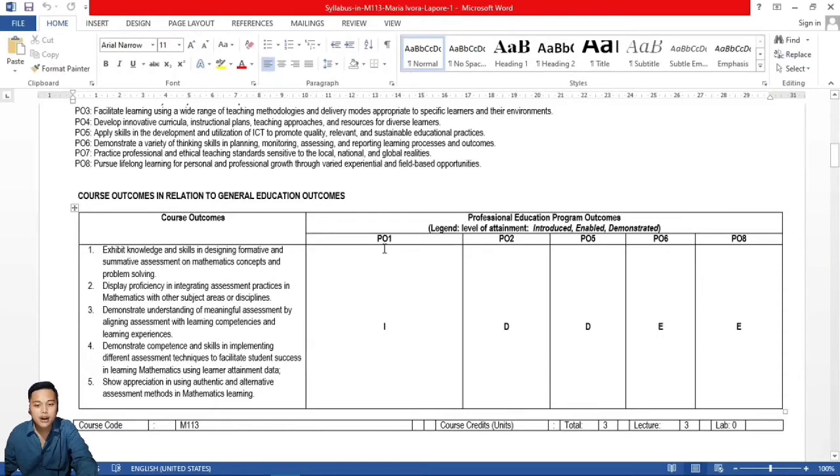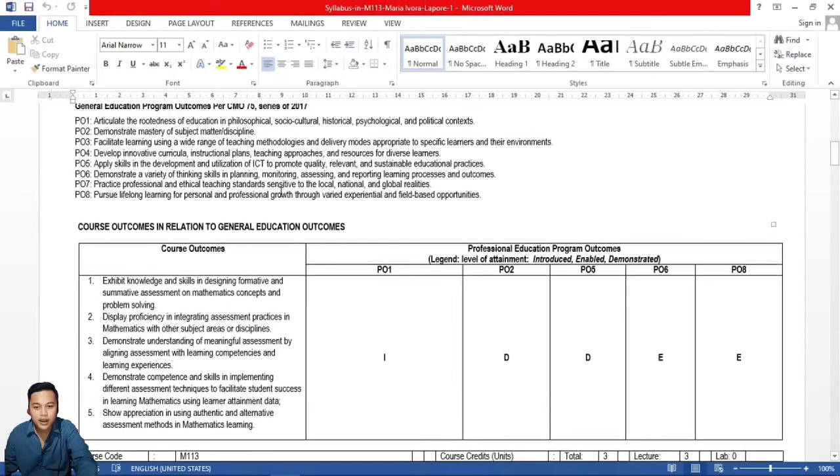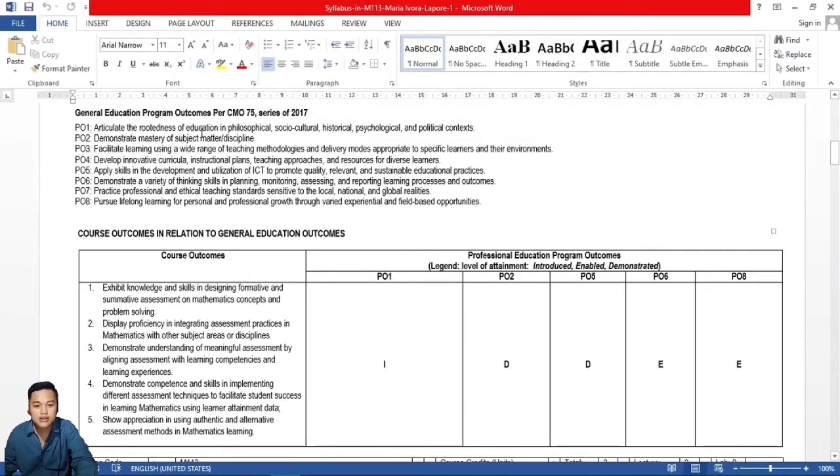For program learning outcome 1, we have: articulate the rootedness of education in philosophical, socio-cultural, historical, psychological, and political context. In the course outcomes, this one is introduced. And then for program learning outcome number 2: demonstrate mastery of subject matter or discipline.